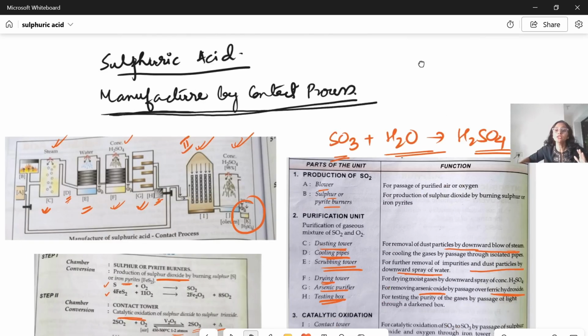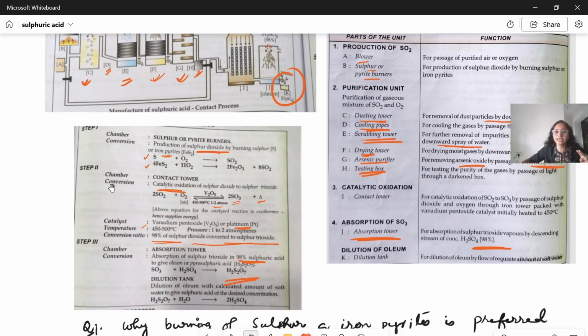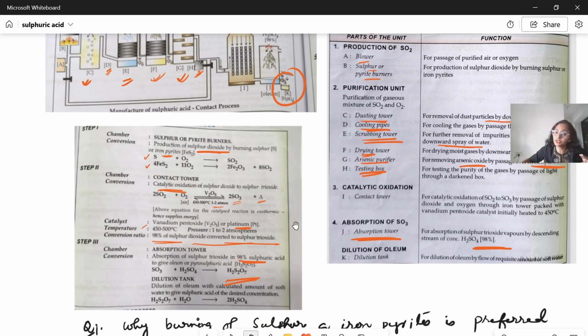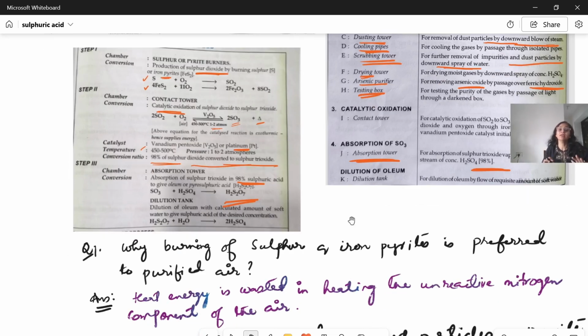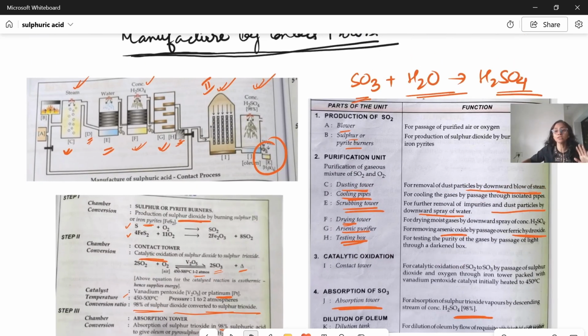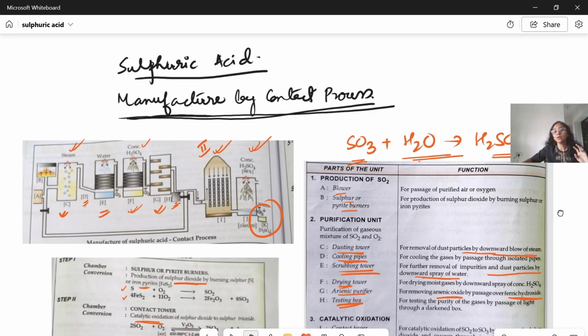So what we need to know from the examination point of view is the three steps. Step 1 is production of sulfur dioxide gas. Step 2 is catalytic conversion of sulfur dioxide to sulfur trioxide. Then sulfur trioxide is absorbed by 98% sulfuric acid to produce oleum. H2S2O7 is oleum. Oleum is also called pyrosulfuric acid. And then this oleum is diluted with water and we get sulfuric acid. So this is the whole process of manufacture of sulfuric acid by contact process. I hope it is clear.